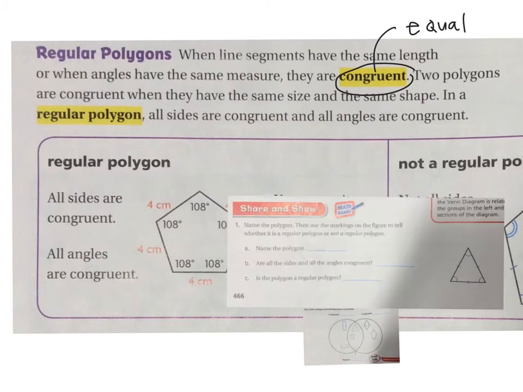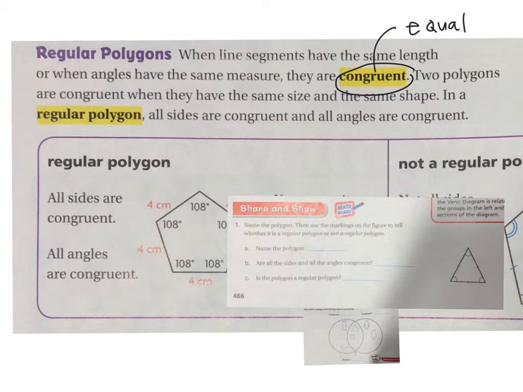Now, here in this, what is this polygon right here? What do we call it? How do we know it's a pentagon? Because it has 5 sides, 5 vertices, and 5 angles. Good. Now, you can see how long is each side? 4 centimeters. They labeled it. 4 centimeters, 4 centimeters, 4 centimeters, 4 centimeters, and 4 centimeters.